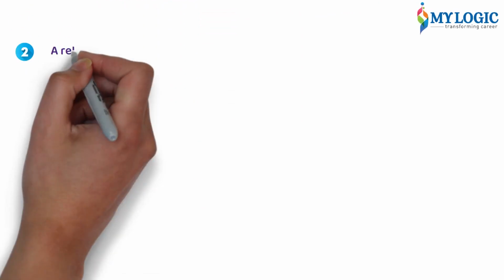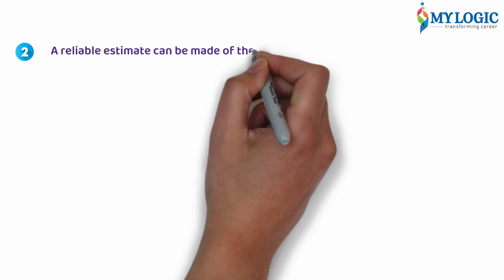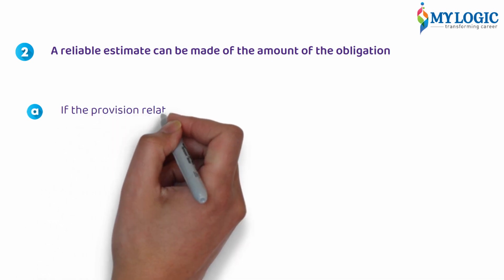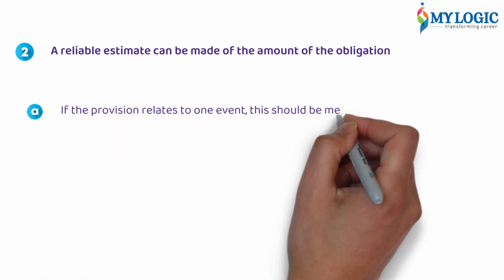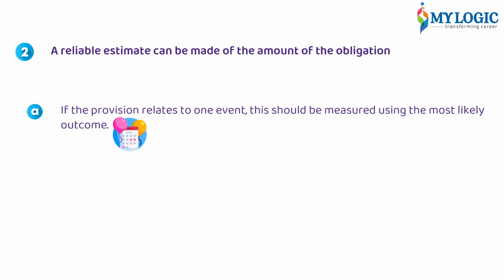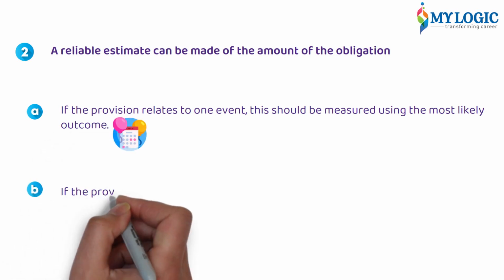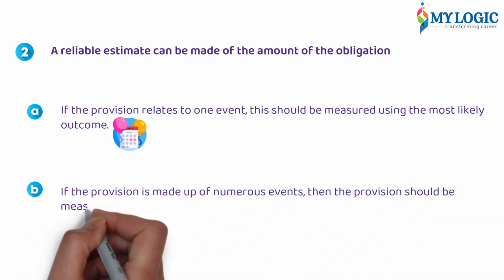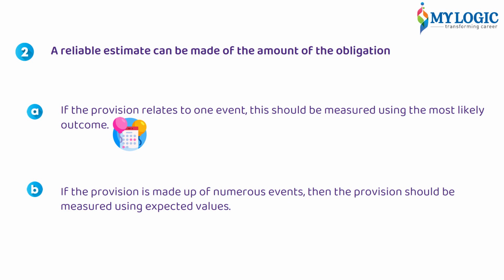Number 2. A reliable estimate can be made of the amount of the obligation. A. If the provision relates to one event, this should be measured using the most likely outcome. B. If the provision is made up of numerous events, then the provision should be measured using expected values.